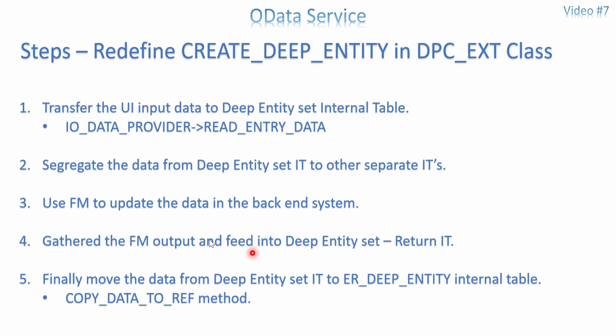And the fourth one is I have to fill the return type, success or failure. And finally, I have to fill this into the entity internal table. For that, you have a method called copy data to ref in the same interface. Use this method and pass a message from your internal table to the deep entity internal table. So technically these are the steps you have to follow in the create deep entity redefinition method.